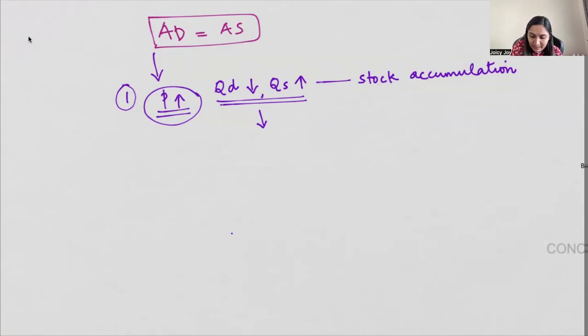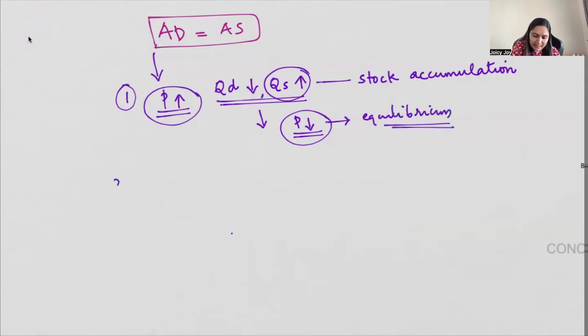So what will the sellers do? They will reduce their prices in order to sell off their excess stock. So as a result, the stock will get completely sold out. The prices would go down, which means the prices would come back to equilibrium. Okay, this is the first case. Second case is the prices going down.